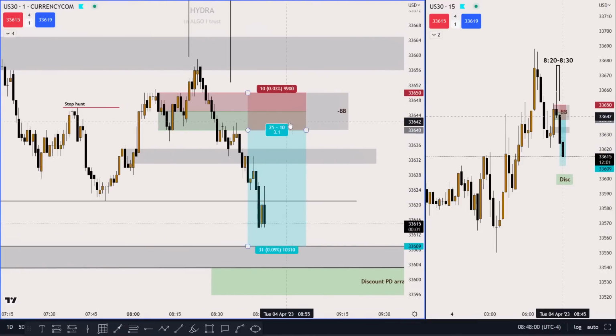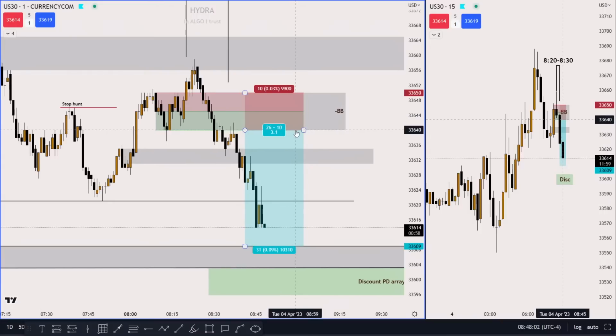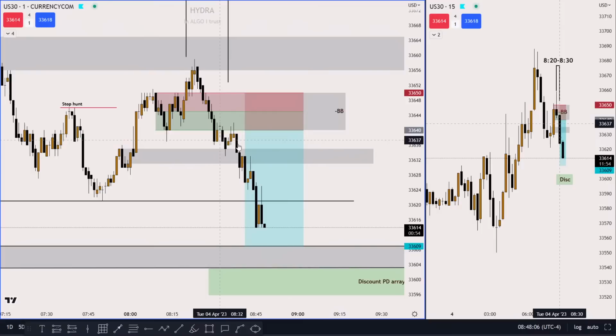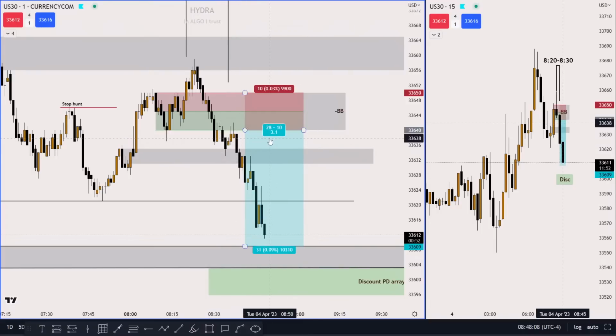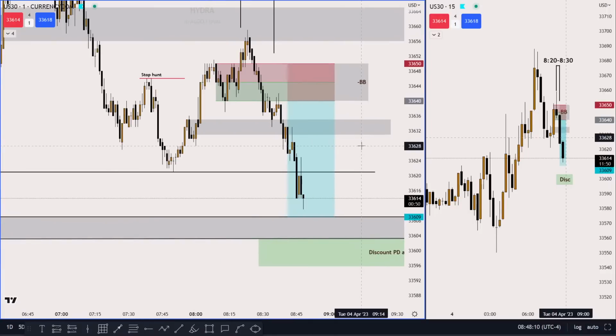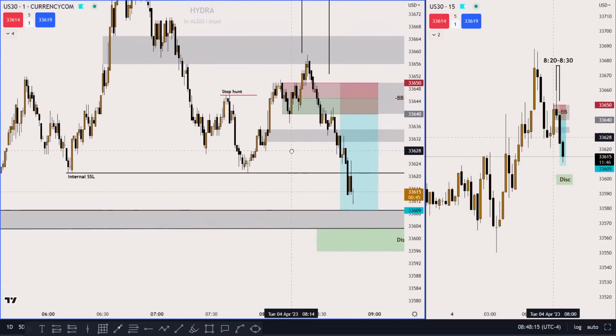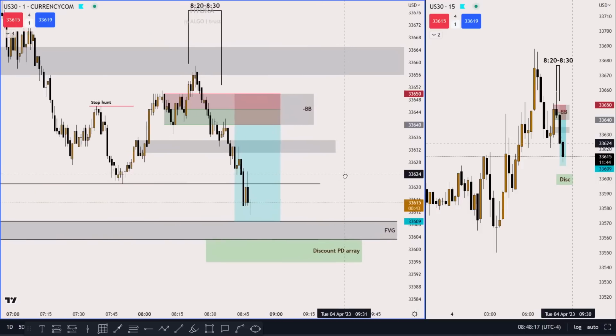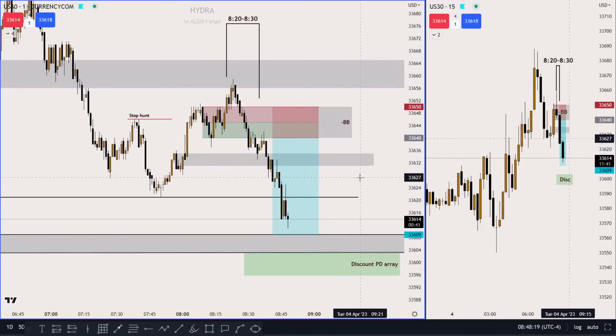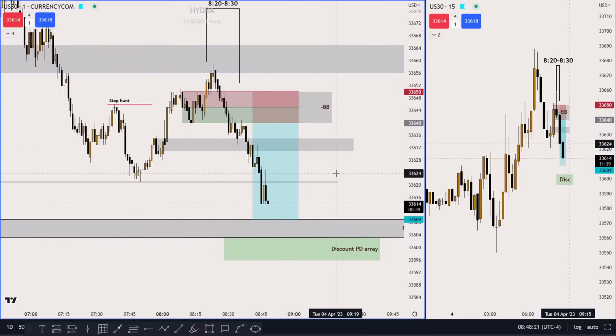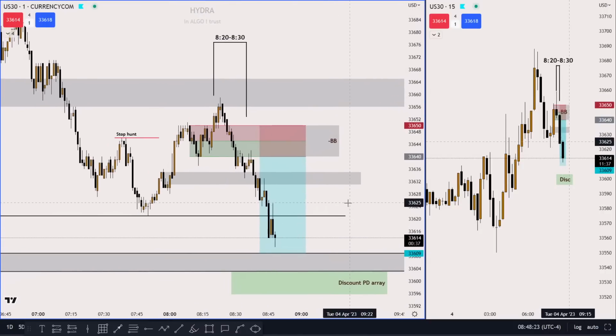I'm measuring it because someone was telling me your breaker block concept does not give 1R. Bro, are you blind? If someone tells me breaker block does not give 1R, I'm blocking him next time. So just be cautious. That's a beautiful price action. Let me take a screenshot.